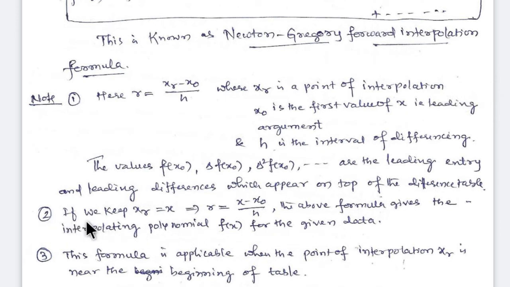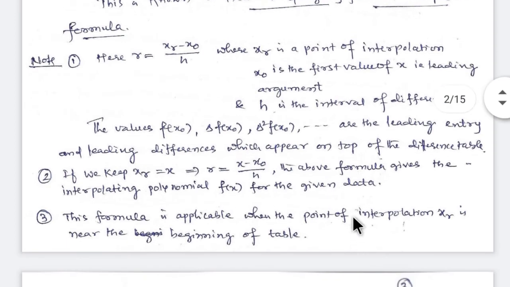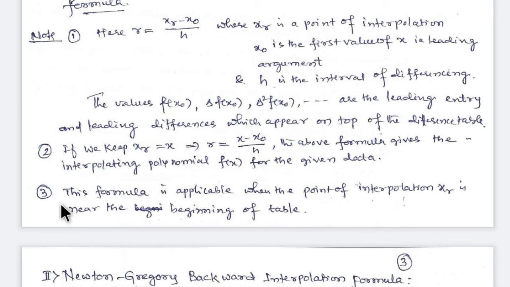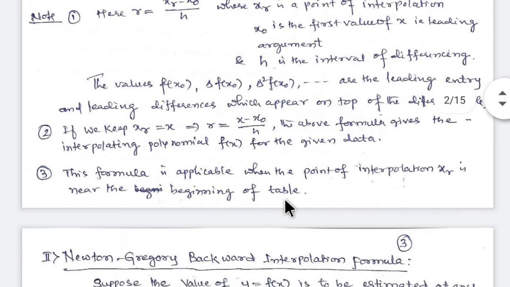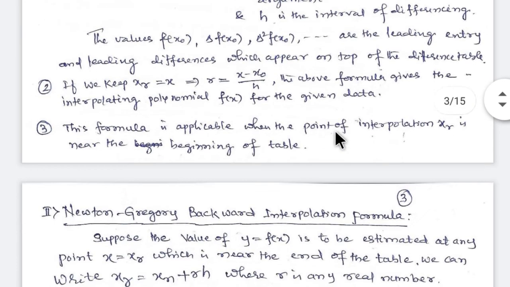Number 2, if we keep xr equal to x, then r is given by the formula (x minus x0) divided by h. The above formula gives the interpolating polynomial of f(x) for the given data. Number 3, this formula is applicable when the point of interpolation xr is near the beginning of the table.